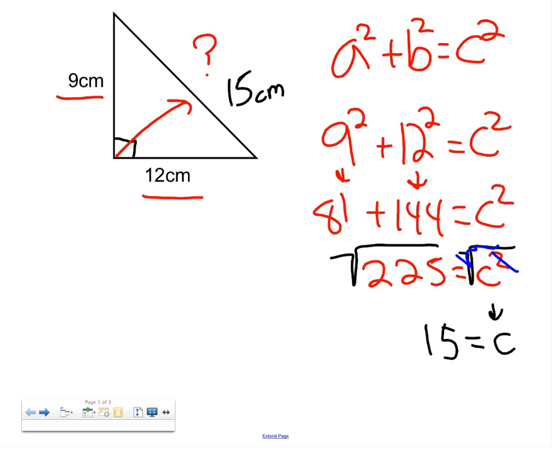So again, there's that last step there of having to square root the answer you get so that you actually get the full length, not the square of the length.